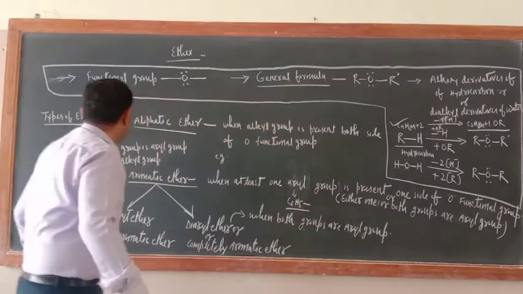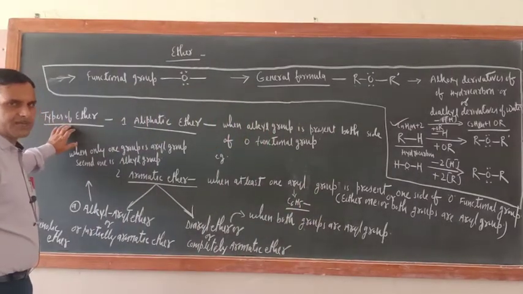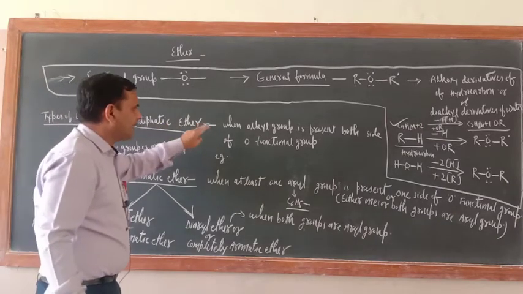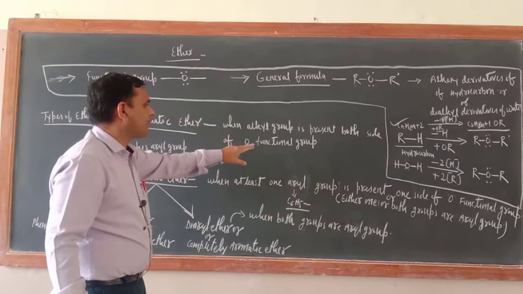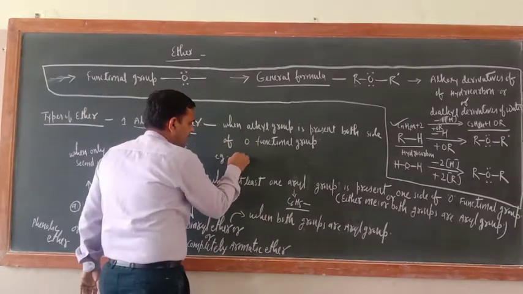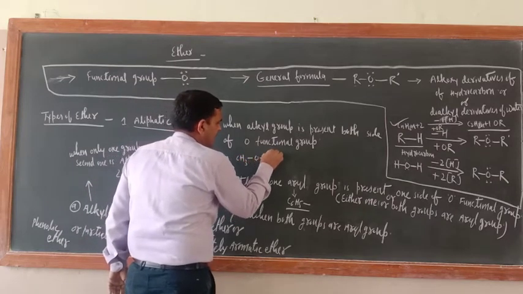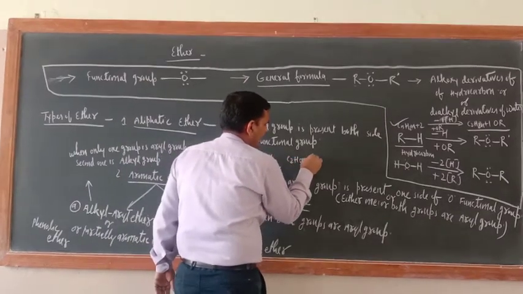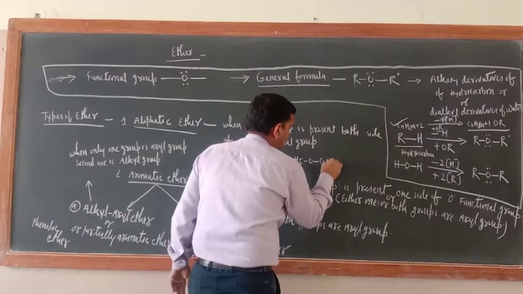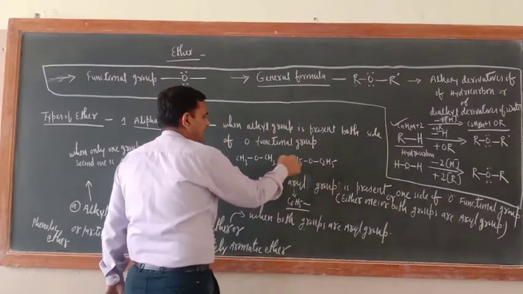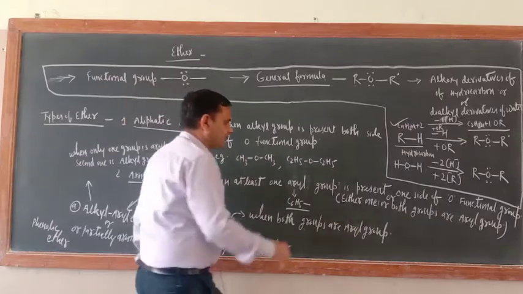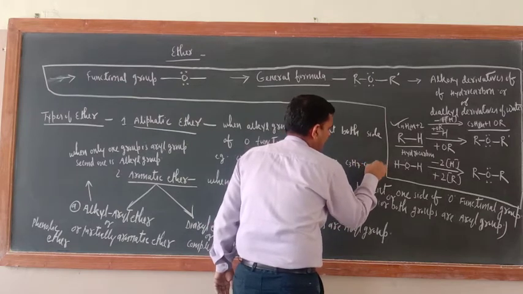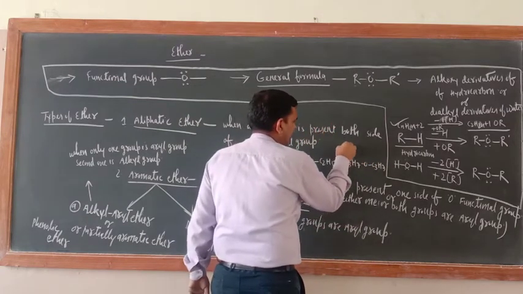Okay. Now just see types of ether. There are 2 types of ether, aliphatic ether and aromatic ether. So what is the aliphatic ether? When alkyl group is present both side of oxygen functional group. Just see, CH3O CH3, both are alkyl group or not? Another example, C2H5O C2H5. This is also just see both side what is there? Alkyl group is there. Another one also you can take, C3H7O C3H7.